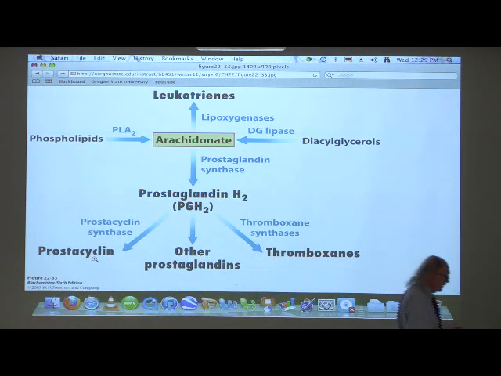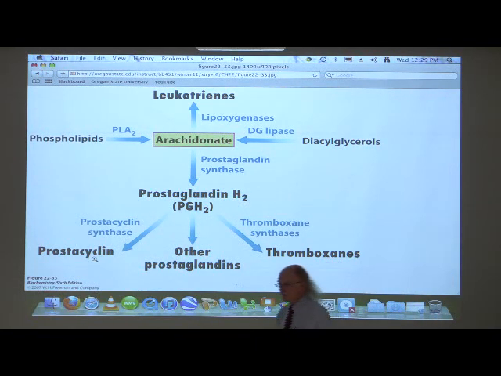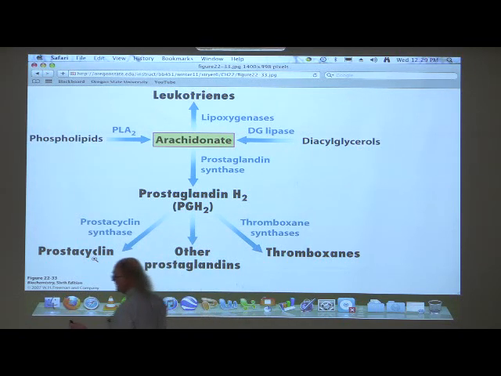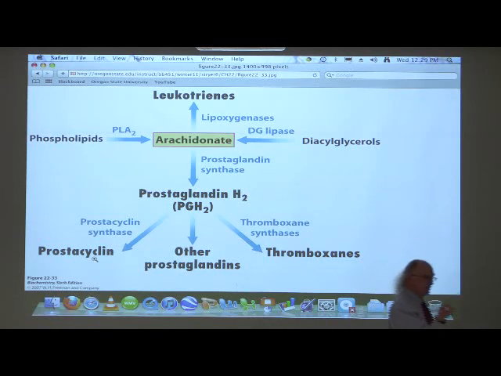Arachidonic acid, most common source of that is from glycerophospholipids. You see diacylglycerols, you say, well, how about there? Well, these are on their way to becoming glycerophospholipids, or they were originally a glycerophospholipid for which the phospho part got removed. So ultimately, glycerophospholipids are producing arachidonic acid. Now, this PLA2 here is an enzyme called phospholipase A2. That's the enzyme that cleaves arachidonic acid from the glycerophospholipid in your cell membrane.